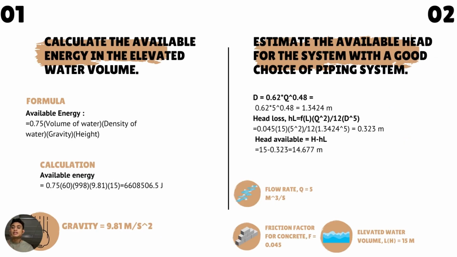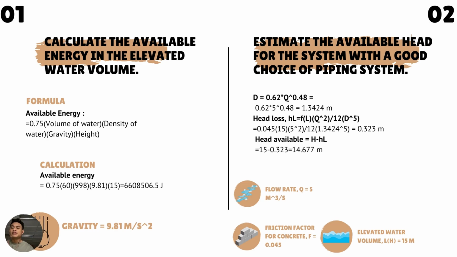For question number 1, we use the fixed formula for available energy in water, which is efficiency times volume of water times density of water times gravity and height. And we get the answer, which is 608,506.5 joule.